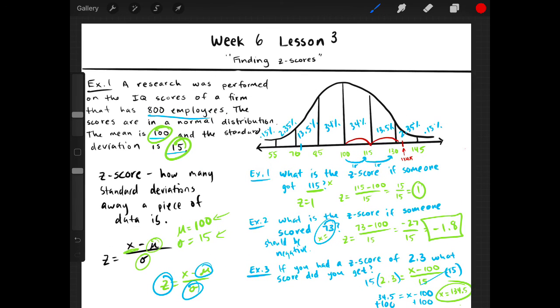Again, z-score is just another thing we can look at with these normal distributions. The z-score is telling you how many standard deviations away from the mean, or from the middle, a piece of data is.